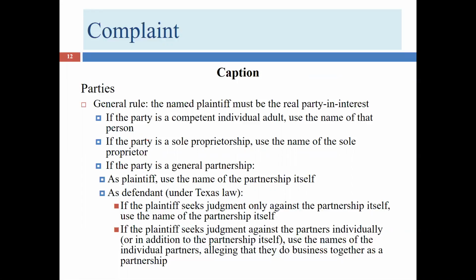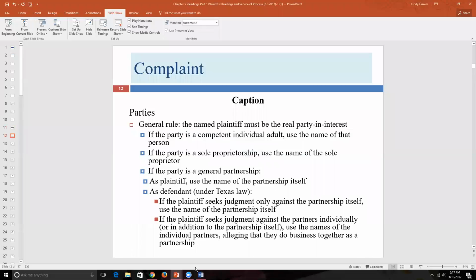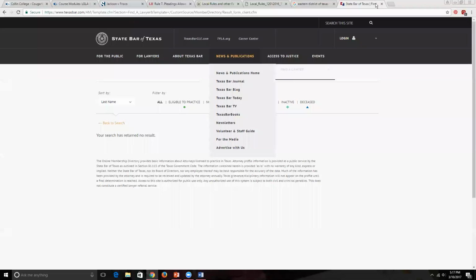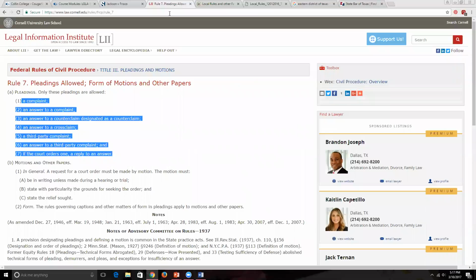So generally, the named plaintiff should be the real party in interest. This is a term of art, meaning, actually, let me pause here for a second. I'm going to flip on over. I said I would do this earlier and then I forgot about it. I apologize. Let's go to our rules.